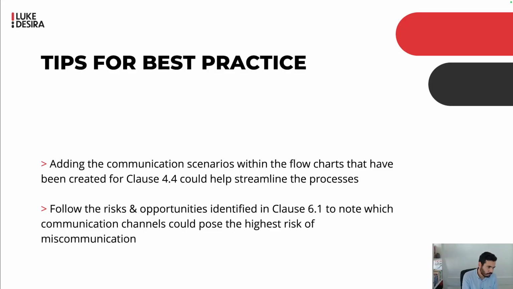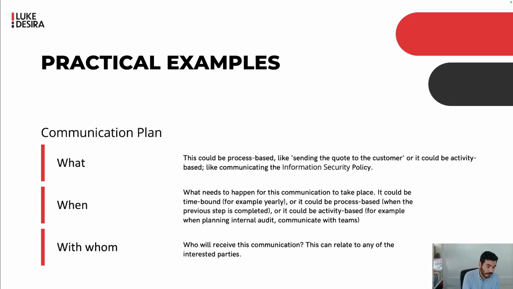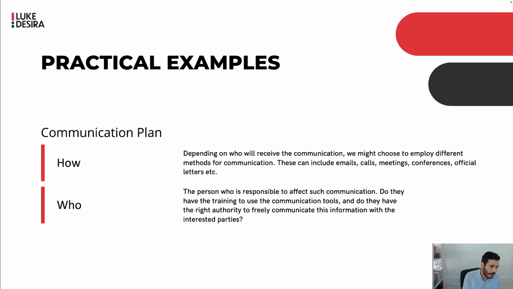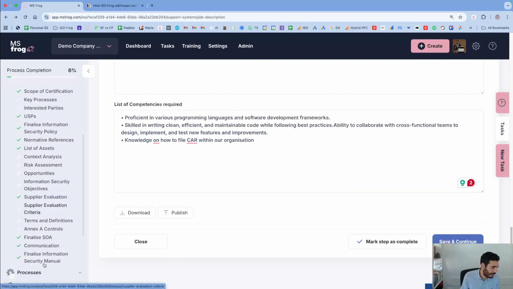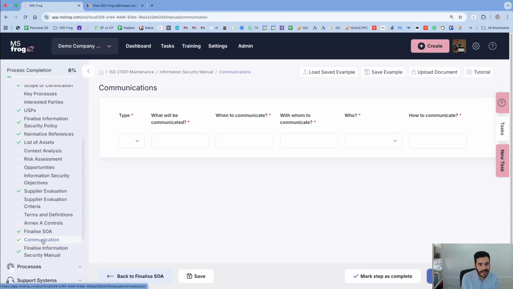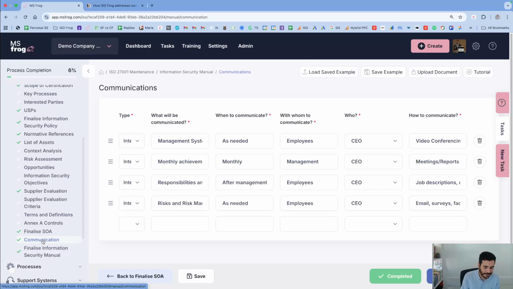And we can also consider the risks and opportunities identified in clause 6.1 in the risk management section to note which communication channels could pose the highest risk of miscommunication, so that we can do something about it. Okay, so as I've mentioned, for the communication plan we have to consider what, when, with whom, how, and who. And by creating a table that is very similar to this, we would have achieved that exact intended outcome.